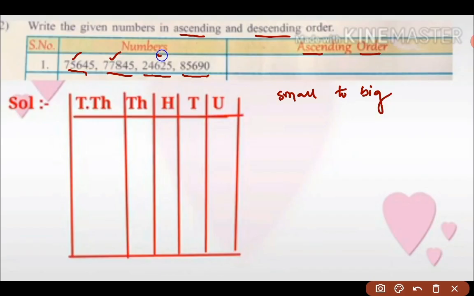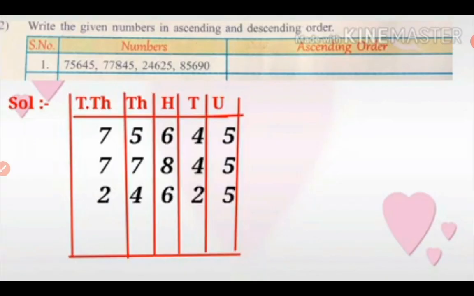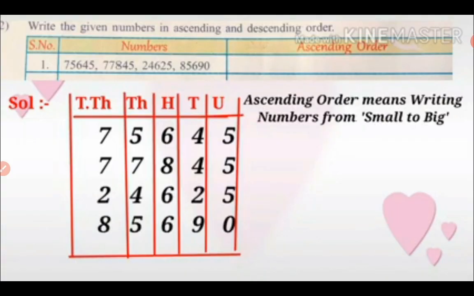You need to place all these numbers in your place values. Okay, so let's do that step first. We are placing all the numbers in their place values. And which is the biggest place value here? It is thousands. So we compare the lowest digit in the thousands place.